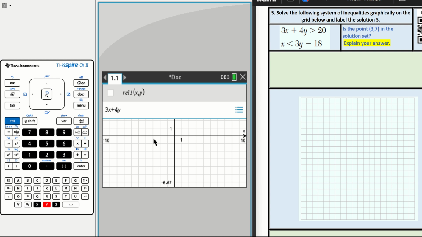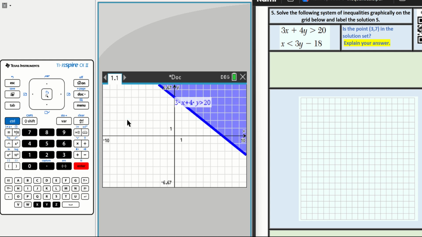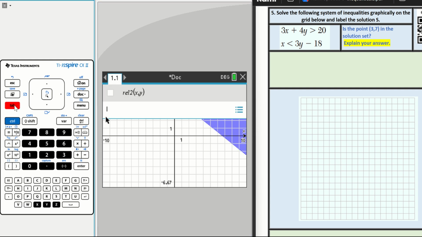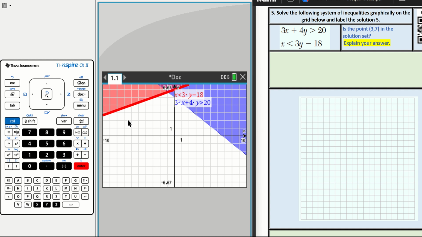3x plus 4y, control equals, pick the right symbol, 20. That's our first inequality. Now we want the next inequality. So tab, x, control equals, pick the right symbol, 3y minus 18. Hit enter. Now we have our two inequalities graphed.